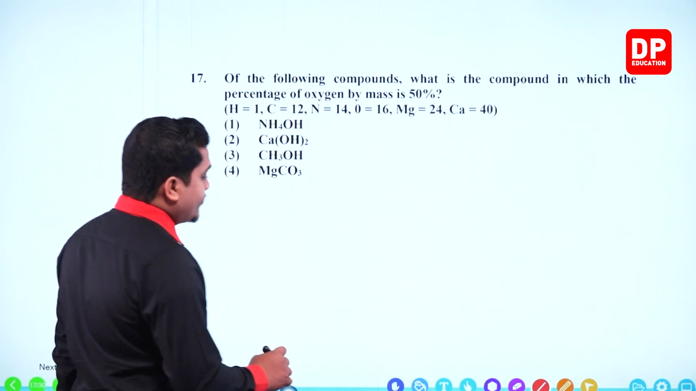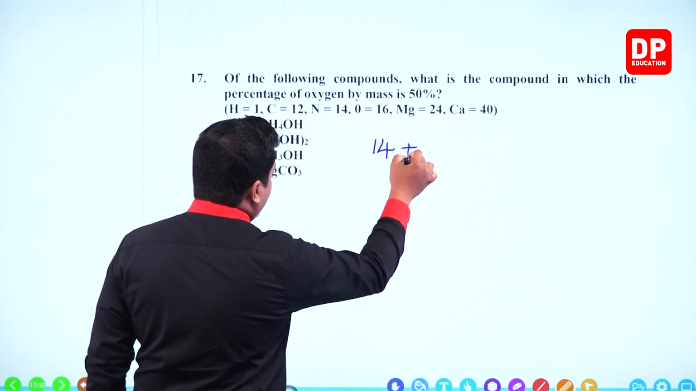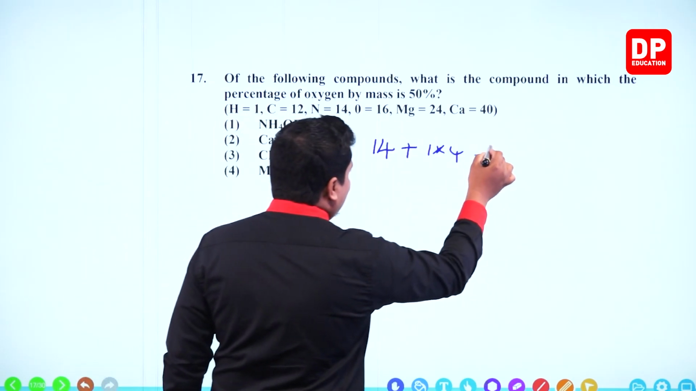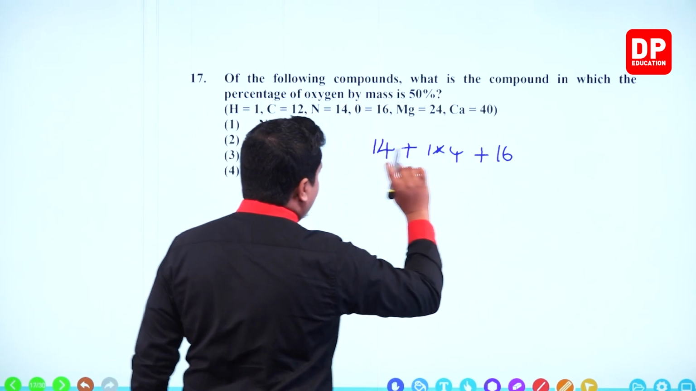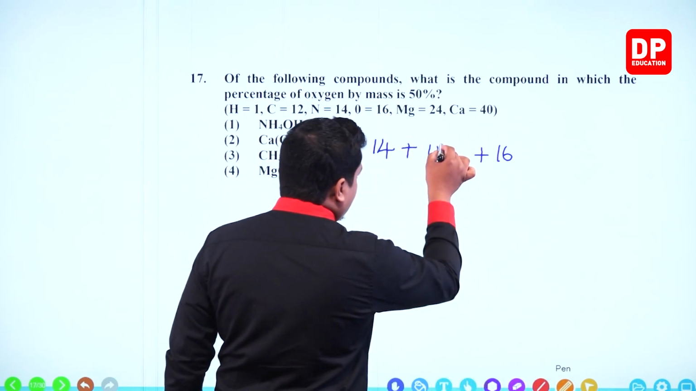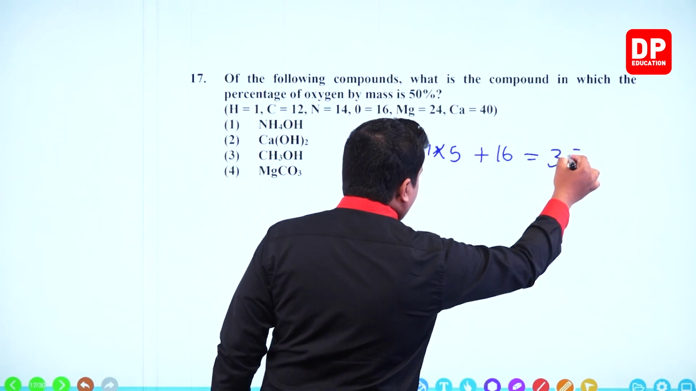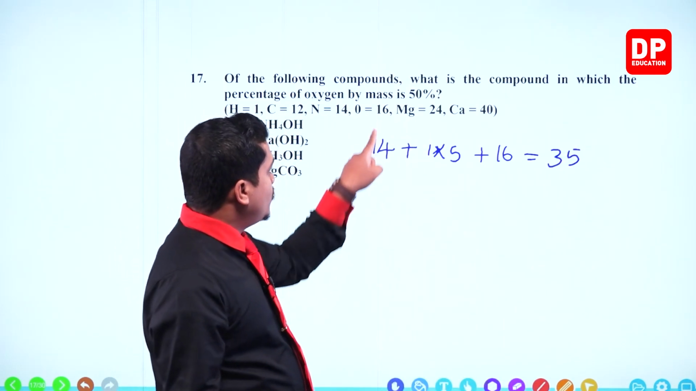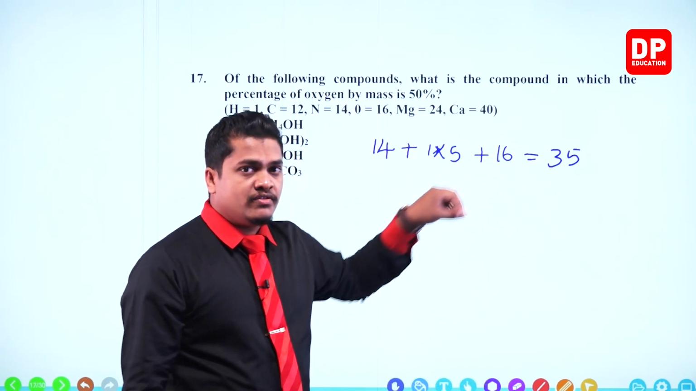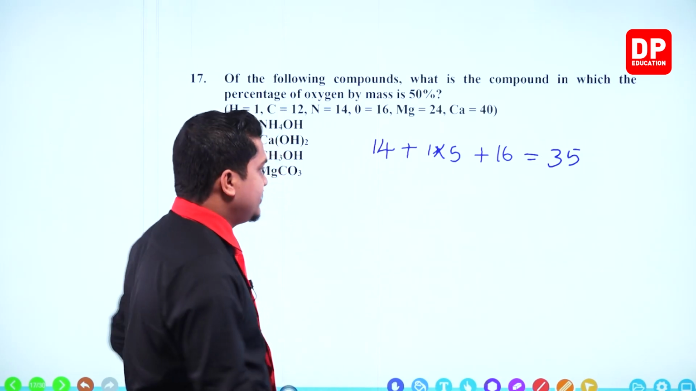NH4OH: nitrogen 14, hydrogen 1 times 4, oxygen 16, then again there is a hydrogen, we'll put here as 5. It's quite easy, you know. So here 30 plus 5, 35. Oxygen is how much? 16. So 35 over 16, it's not getting converted to 2. So therefore this is incorrect.